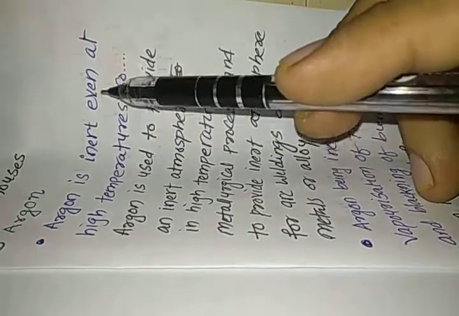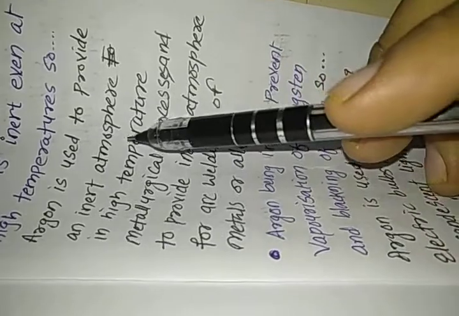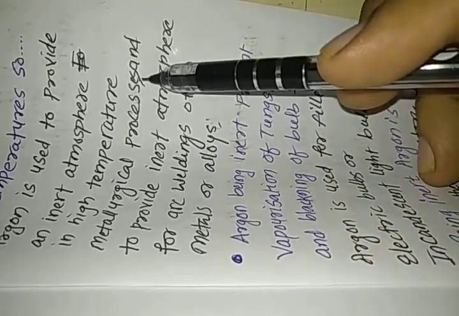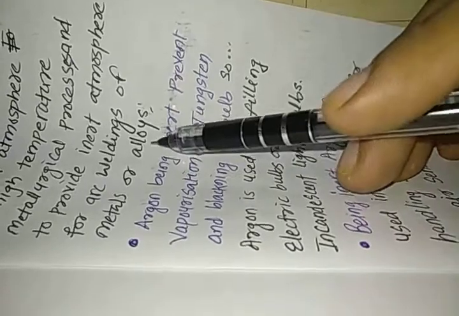Now, my dear students, we are going to study the uses of argon. Argon is inert even at high temperature, and that is why argon is used to provide an inert atmosphere in high temperature metallurgical processes and for the welding of metals or alloys.